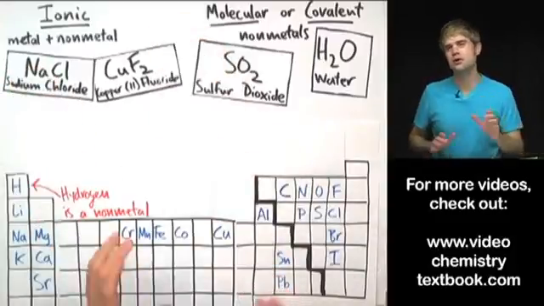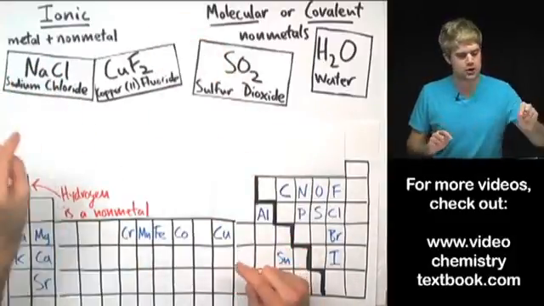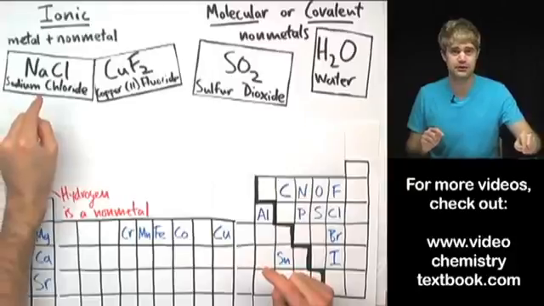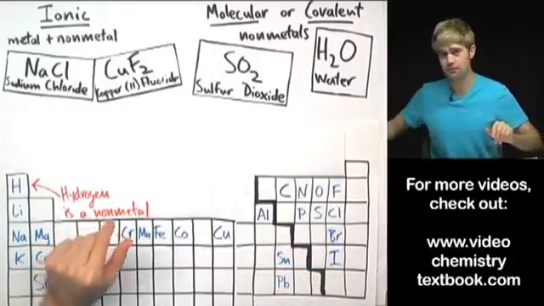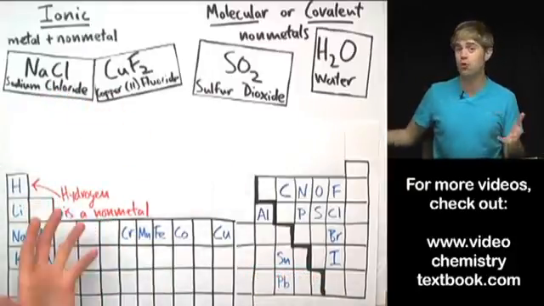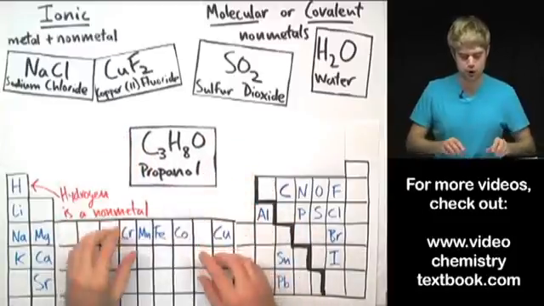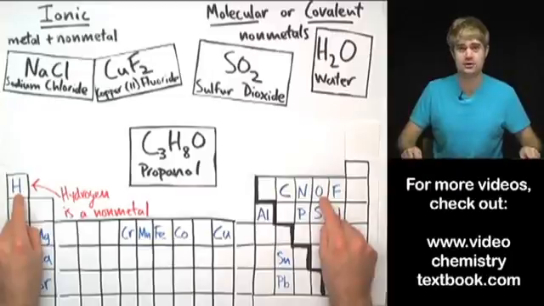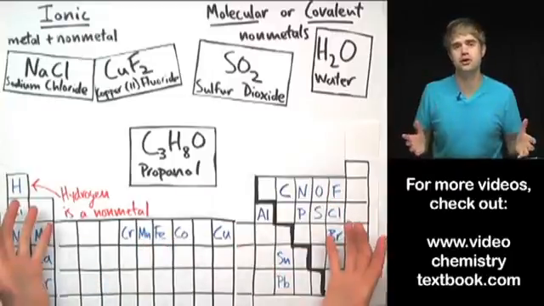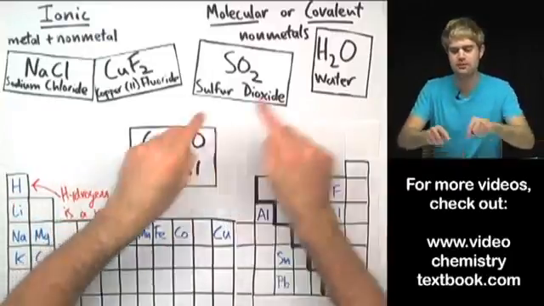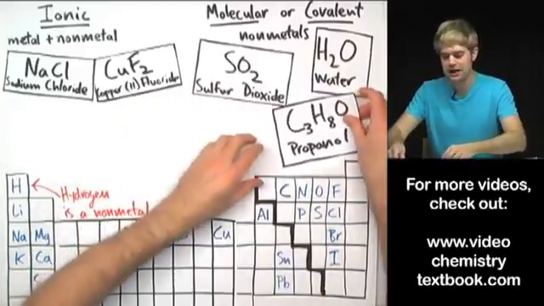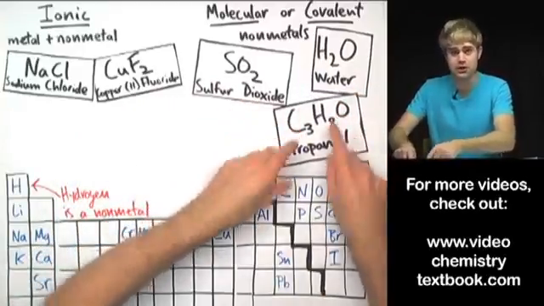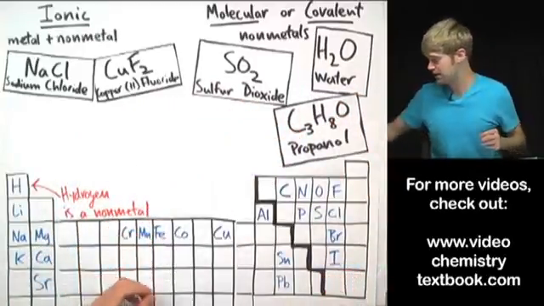Okay, let's look at a few trickier examples. So far, we've only looked at compounds that have two elements in them, but there are a lot of compounds out there that have more than two elements in them, okay? So propanol, for example, is made of carbon, hydrogen, and oxygen. All three of these are nonmetals, though, so this is still a molecular or covalent compound, even though it has a bunch of nonmetals in it, okay? Don't be confused by that.